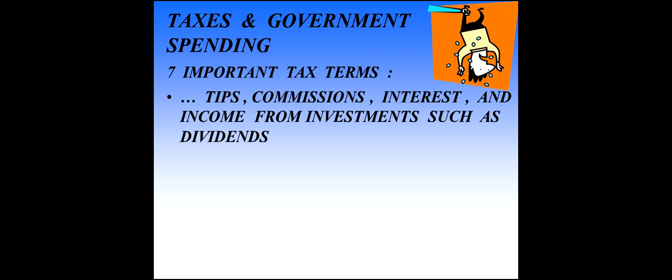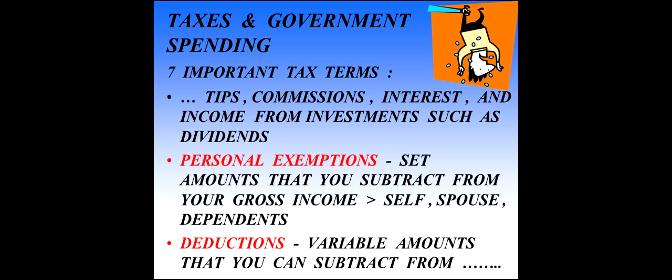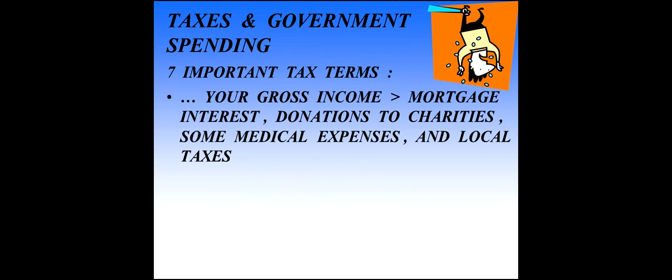And speaking of exemptions and deductions, personal exemptions, which are set and defined by law, are set amounts that you can subtract from your gross income. Some relate to yourself, your spouse, and also some relate to your dependents. And deductions are variable amounts set by law that you can subtract from your gross income. Such things as mortgage interest to a degree, donations to charities, some medical expenses apply in this case too, as well as local taxes can be deducted out.